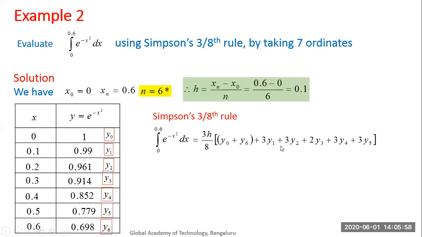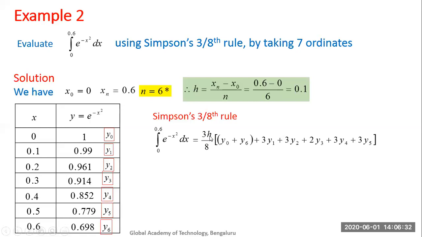Now for the remaining values, use the sequence 3, 3, 2. So 3y1, 3y2, 2y3. Repeat 3y4, 3y5. Next is 2y6, but y6 is already taken, so end with y5. So the last term always ends with n minus 1. N is 6, so it ends with 5. So 3h by 8, y0 plus y6, then 3y1, 3y2, 2y3 plus 3y4, 3y5, no 2y6.